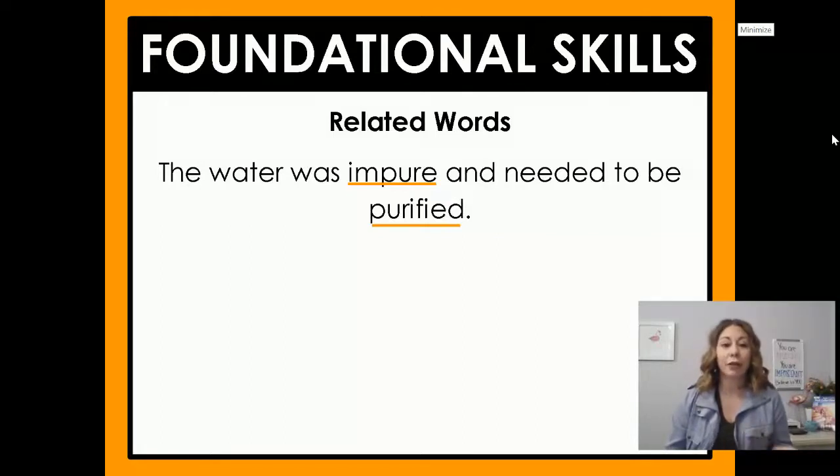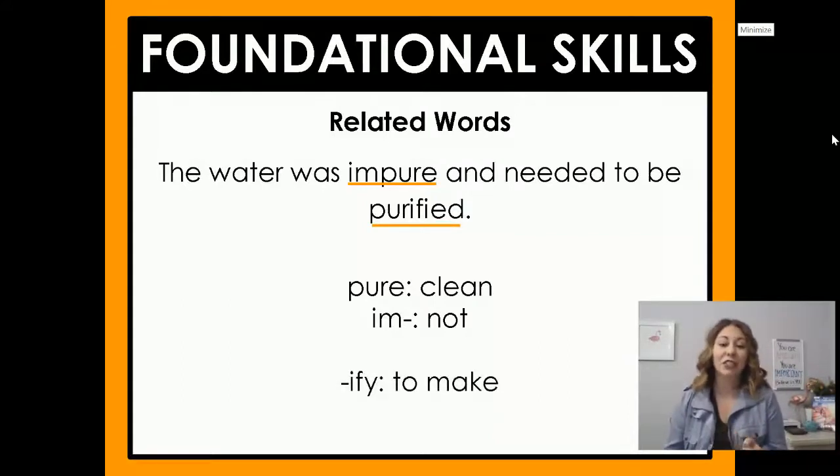So in the first word, we have impure, so meaning not pure. So we know pure means clean, and the prefix im means not. Then we have purified. So we still have the base word of pure, meaning clean, but we have the suffix ify, which means to make, so to make clean. So the water was not clean and needed to be made clean. So that is the meaning of that sentence. So again, you should be able to identify related words that have the same base word. So like in this example, we had the base word of pure.